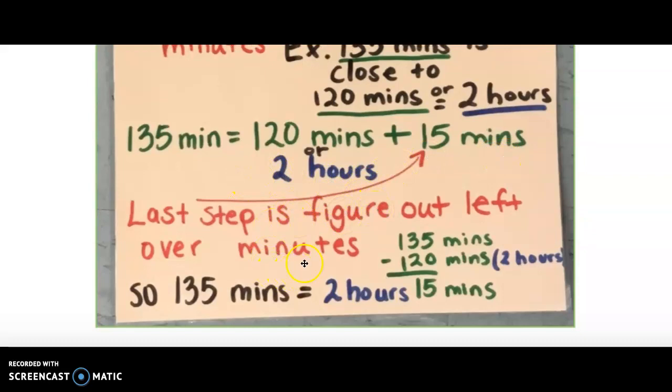Find the number of hours that are close to the amount of minutes. So for example, if they're giving us 135 minutes, it's closest to 120, which is 2 hours. And then last step is to figure out how many leftover minutes. So you want to subtract your total that you started with from how many minutes that are equivalent to an hour to figure out what you have left.